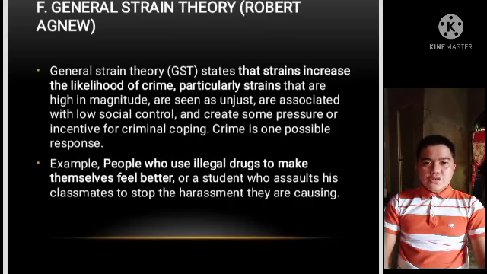General strain theory by Robert Agnew. General strain theory states that strain increases the likelihood of crime, particularly strains that are high in magnitude, are seen as unjust, and are associated with low social control, which create pressure and incentive for criminal coping. Crime is one possible response. For example, people who use illegal drugs to make themselves feel better, or a student who assaults his classmate to stop the harassment they are causing.